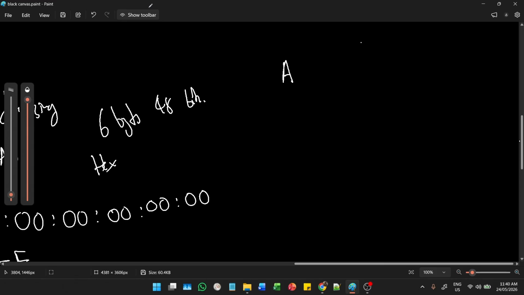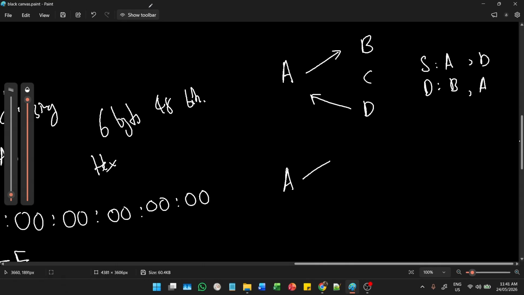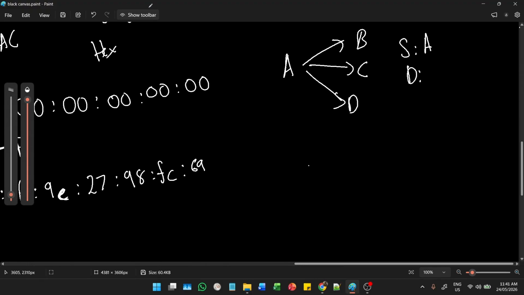Let's say there's devices A, B, C, and D. If A needs to send to B, the source will be A MAC address and destination will be B MAC address. If D needs to send to A, the source will be D and destination will be A. But what if A wants to send to everyone? Well, then the source address will be A, but destination address can't be B plus C plus D, right? Hence, what is called the broadcasting address, which is FF, FF, FF, FF.